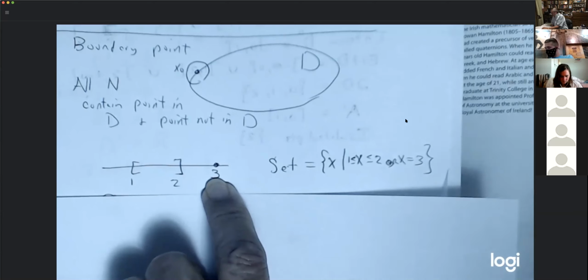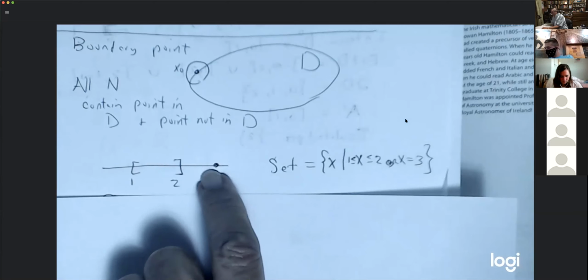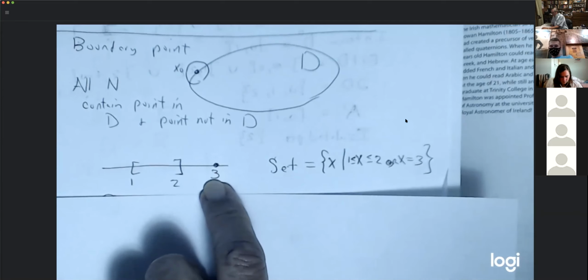And the reason is there is some neighborhood around 3 that doesn't have anything else from the set in it besides 3. So this is isolated.